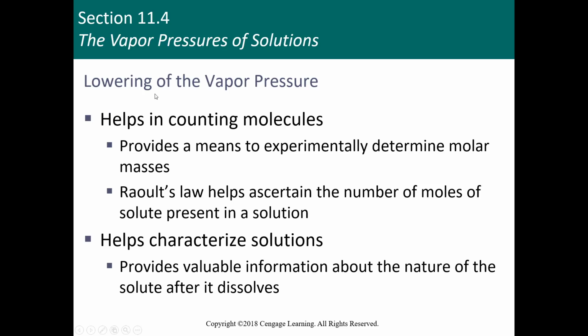All right, now, lowering of the vapor pressure. This is going to help in counting molecules. This can provide a means to experimentally determine your molar masses. And usually you would do a lab that would involve figuring out the molar mass of a substance based on Raoult's law and the lowering of its vapor pressure.